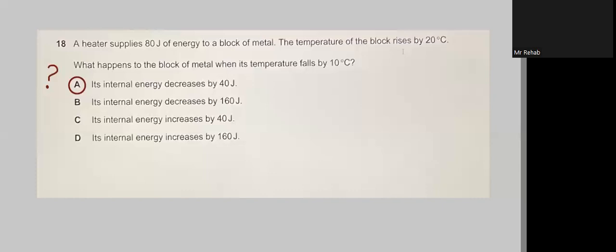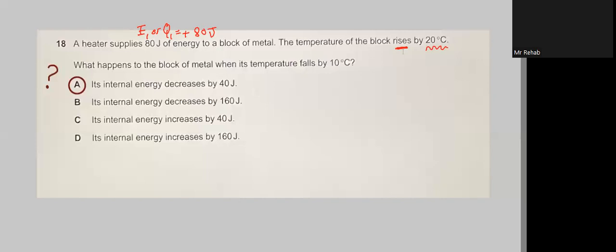the givens here. A heater supplies 80 joules, E1 or Q1 equals 80 joules. This energy is added, so we can put a positive sign here, okay? And this energy leads to a rise in temperature. So this is not the final temperature. This is the rise in temperature, the change in temperature.